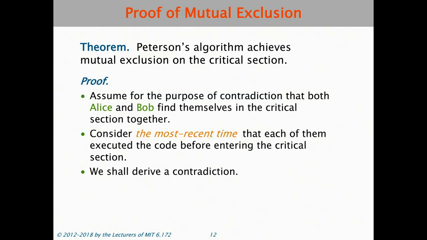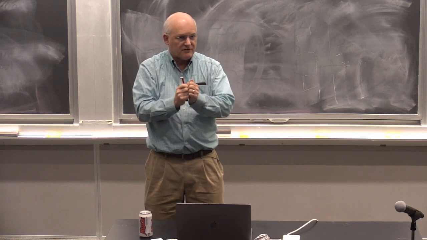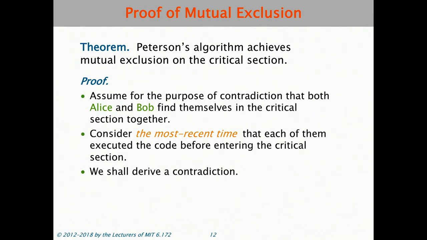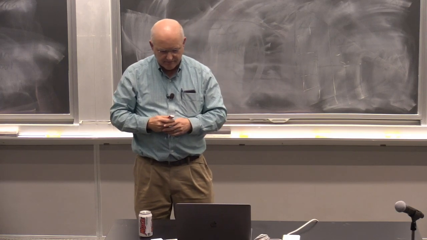So here's the theorem. Peterson's algorithm achieves mutual exclusion on the critical section. The setup for the proof is to assume, for the purposes of contradiction, that both Alice and Bob find themselves in the critical section together. Now we're going to look at the series of instructions that got us there and then argue there must be a contradiction. Let's consider the most recent time that each of them executed the code before entering the critical section. We're not interested in what happened long ago, just the very last pieces of code as they entered the critical section, and we will derive a contradiction.